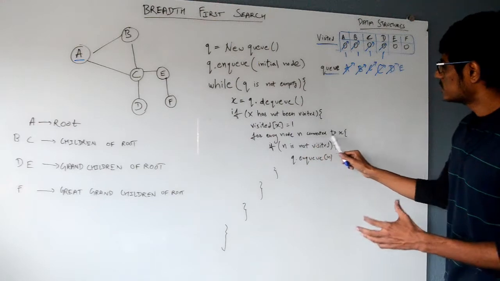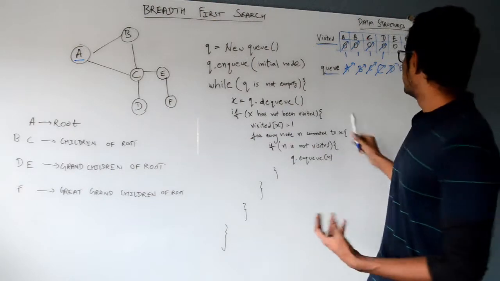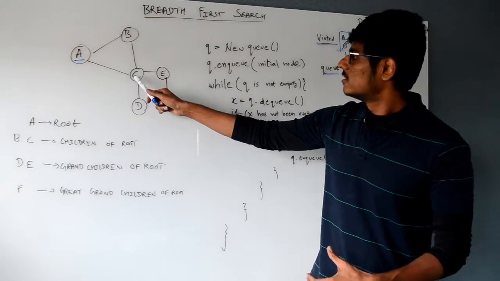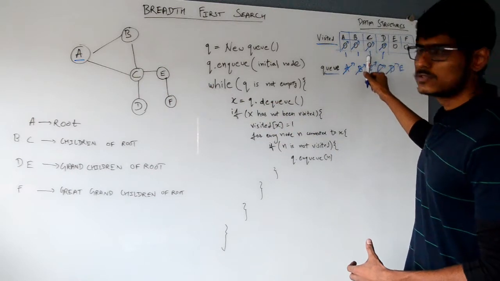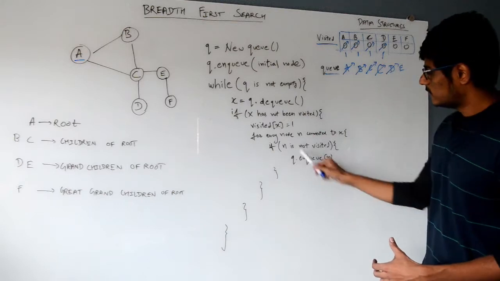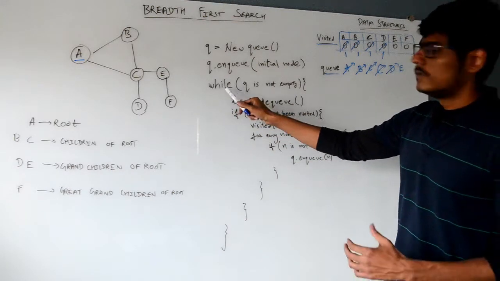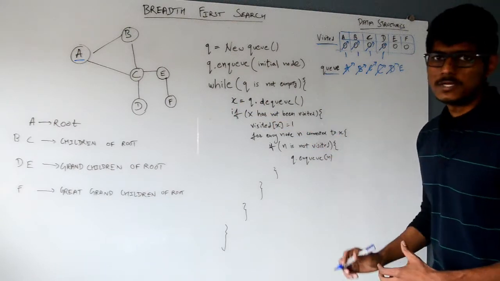And then for all the nodes connected to D, we'll check if they are visited or not. But D has only C connected to it. Now we can see that C is already visited, so we don't enqueue anything. We are done with this part of the code, so we'll get out. Again, we'll come to while and check if the queue is empty or not.